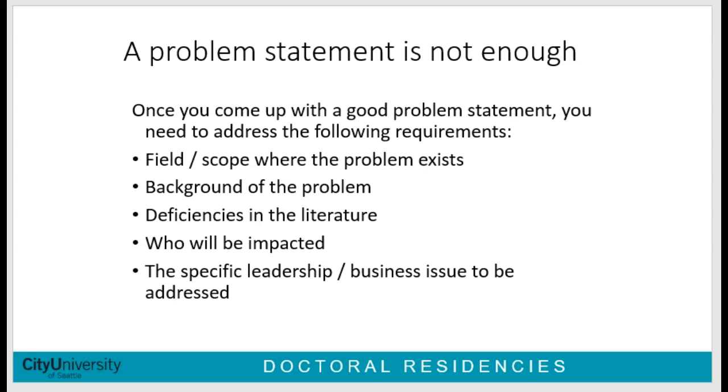So once you come up with a problem statement, you need to address the following: the scope, the background, the deficiencies in literature, who will be impacted, and how it's specific to business leaders. This is what we went over before.